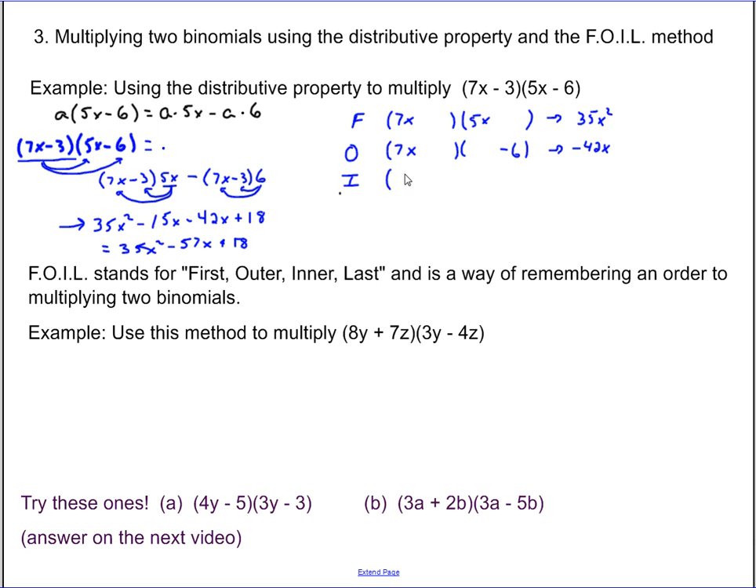I, inner terms, means that we're taking the two inside terms from our binomials. So we're going to ignore this first term this time. We're going to take negative 3 here from the first binomial and 5x from the second binomial and multiply them together. So in this case, that is like saying negative 15x. And of course, L stands for last terms, so that means we're just going to take the last term from each binomial. That's a negative 3 here and a negative 6 here, and multiply those together to give us positive 18.